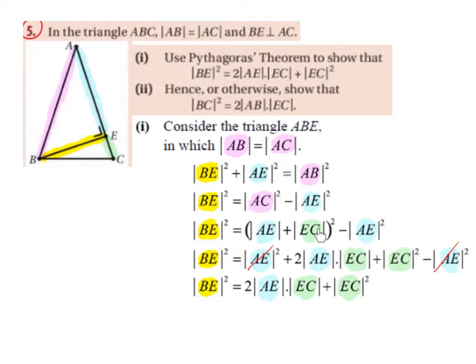So this multiplies out to this. Then the AE squared and the minus AE squared will cancel, and we bring down the 2 times AE times EC and the EC squared. We're left with BE squared is equal to 2 times AE times EC plus EC squared. And this is what we were asked to show.